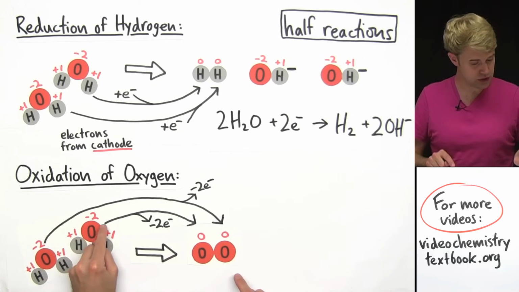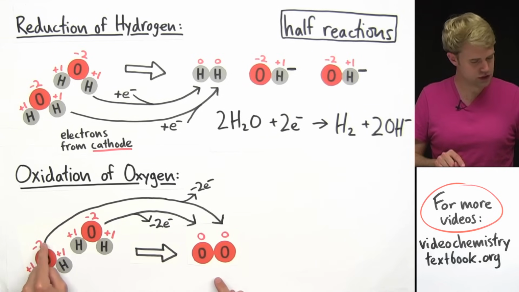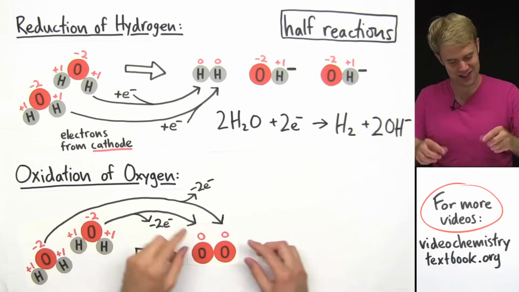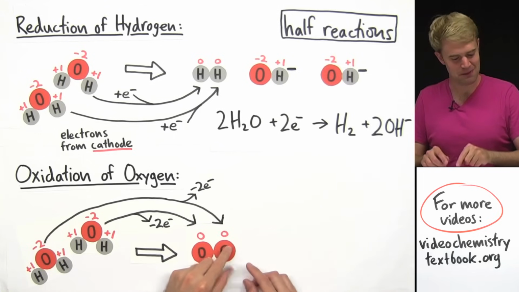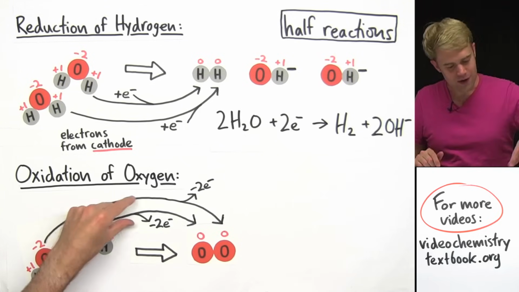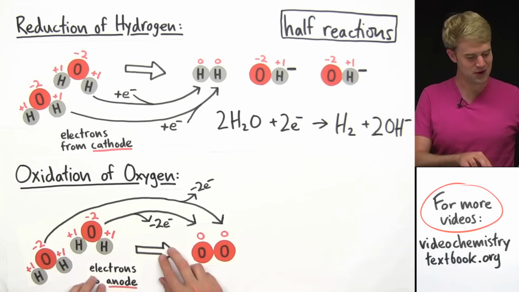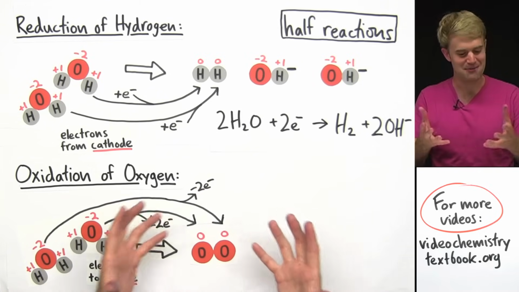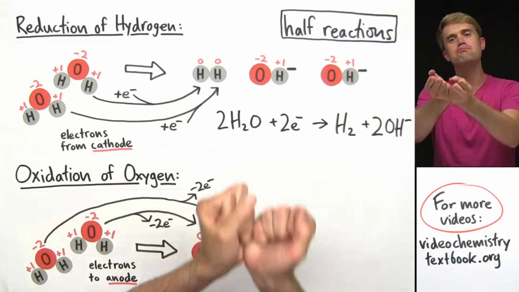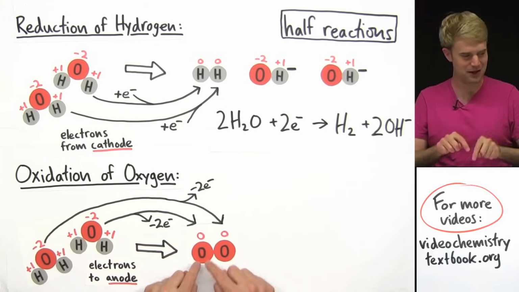This one was minus 2, then it loses 2 electrons, becomes 0. This one was minus 2, it lost 2 electrons to bump its oxidation number up. It's losing electrons to 0. So that's what's going on here. Now, where are these electrons going? Well, the electrons are going to the anode, because it's the anode in oxidation reduction reactions that is pulling in electrons. Okay, so this is what's happening with the oxygen.